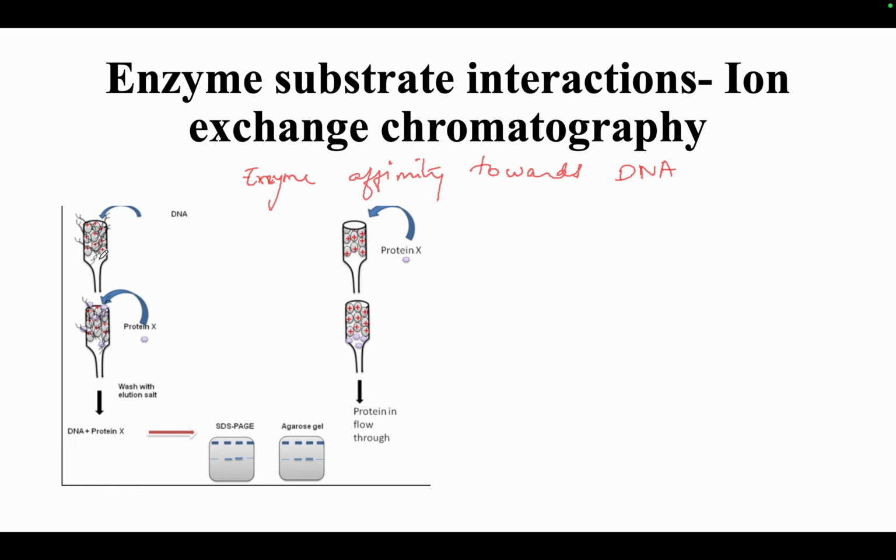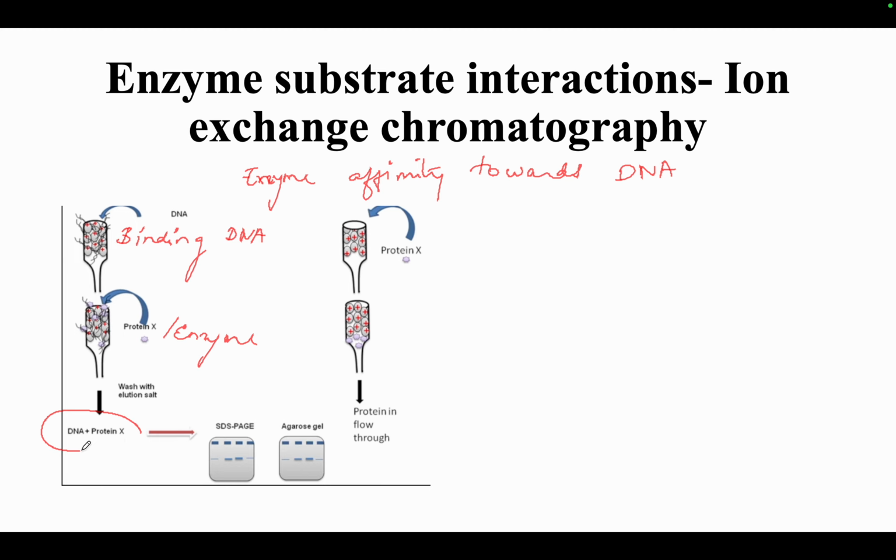And so we have this column, which is packed, to which we'll add DNA, and this DNA will non-covalently bind to the beads. So the first step is binding of DNA. It will bind to the beads, and to this packed column we'll add a protein X or enzyme of our interest, in order to check the affinity. Whichever protein or enzyme does not have affinity for that DNA will get eluted or washed out.